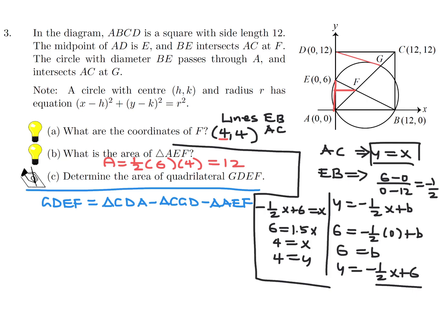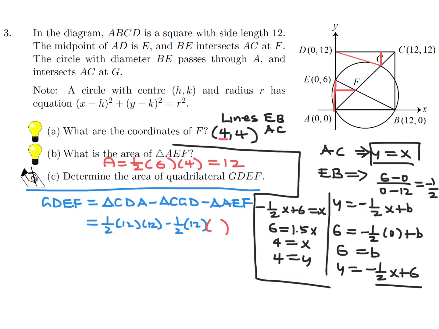CDA would be the big one, the sort of half of the square, and then from that you subtract two smaller triangles, CGD, and then the one downstairs, AEF. Okay, so CDA, the big one, that's just 1/2 base times height, which is 1/2 times 12 times 12. That's pretty straightforward. And then CGD, 1/2 base times height. The base is 12, and the height, I don't know, which is going from here to here. That height I don't know. Okay, so I'll leave that blank for now.